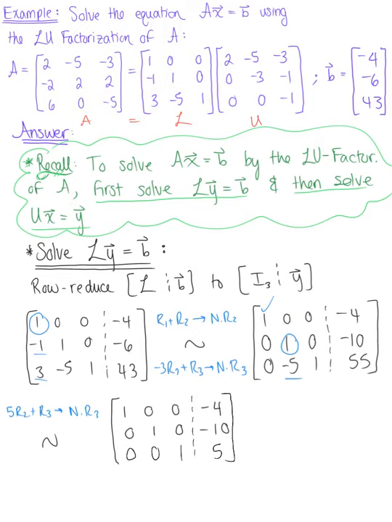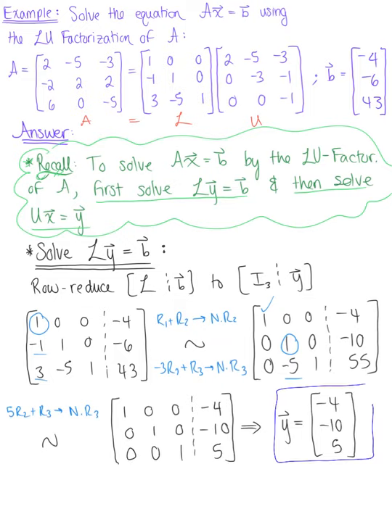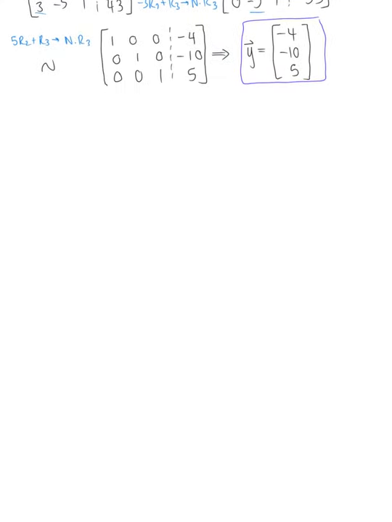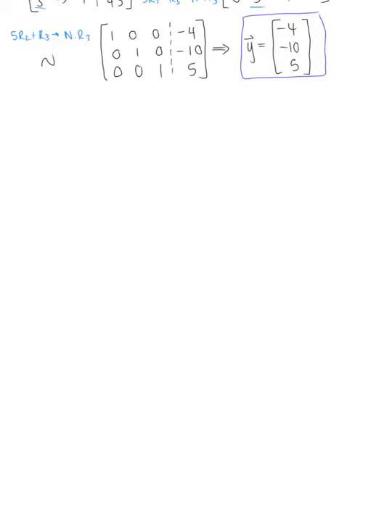So we have our row reduced echelon form, and we can see our solution vector y is defined by the components negative 4, negative 10, 5. So we have our solution for vector y, and we're going to now use this to solve our second equation. So step 2 here, we want to solve the matrix equation, matrix U times vector x equals vector y.